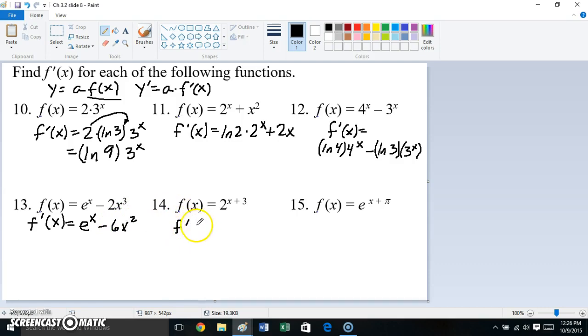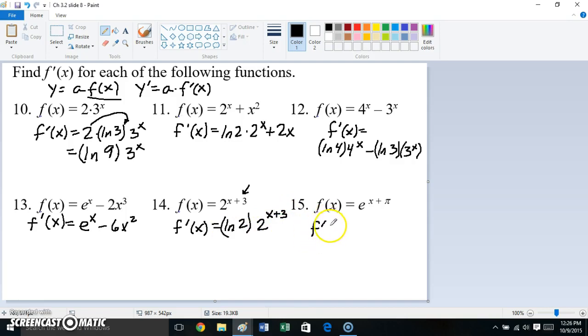Number 14, again, we have an exponential function. It's been shifted 3 to the left, but that does not affect its derivative. Its derivative will be the natural log of 2 times 2 to the x plus 3. So the derivative is also shifted to the left.